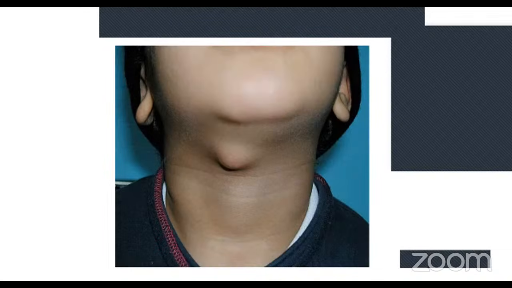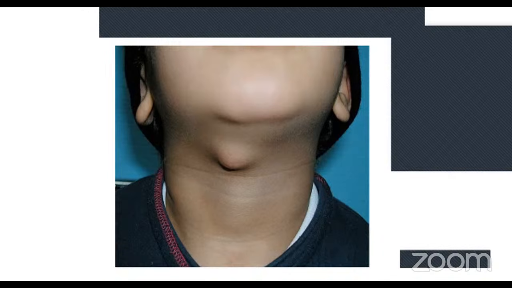What is this? Now tell me. Since birth, it is there and it moves on deglutition and protrusion of tongue and all. Okay, thyroglossal cyst. It need not always be midline. Okay, you know how the thyroglossal cyst arises.